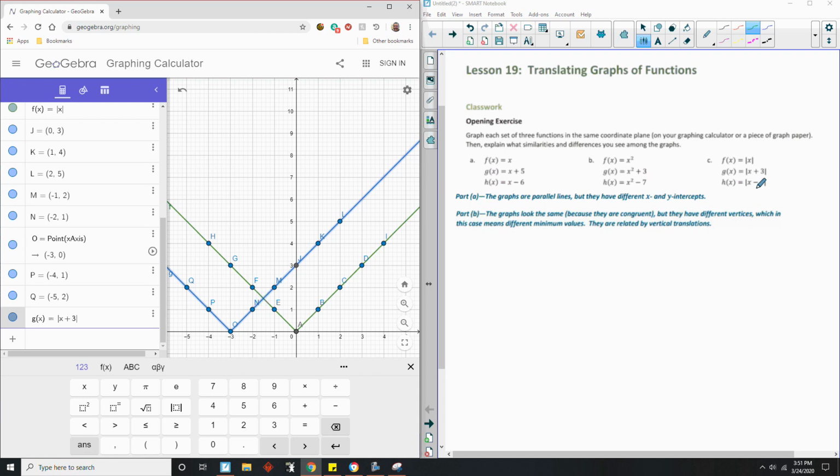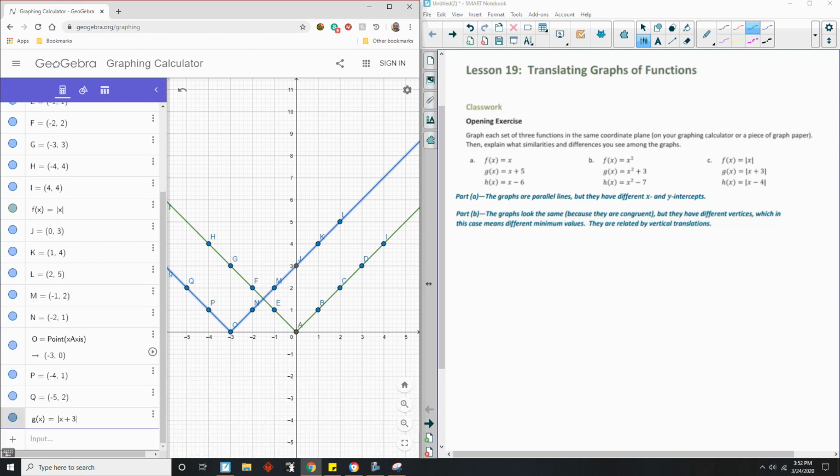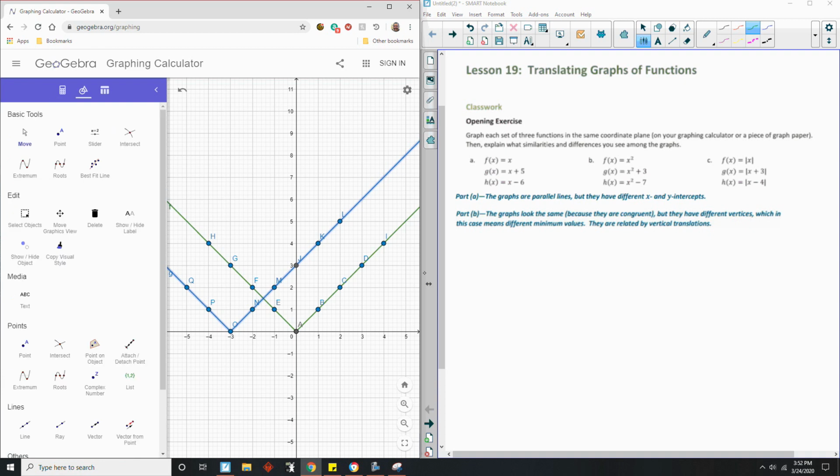Then finally, absolute value of x minus 4. So if I plug in, what makes that 0? 4 minus 4 is 0. So if I plug in 4, 4 minus 4 is 0. Absolute value of 0 is 0. Let me switch back to point here. 4, 0. If I plug in a 5, 5 minus 4 is 1. Absolute value of 1 is 1. If I plug in a 3, 3 minus 4 is negative 1. Absolute value of negative 1 is 1.